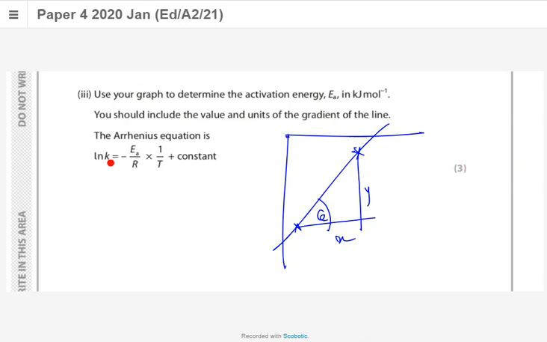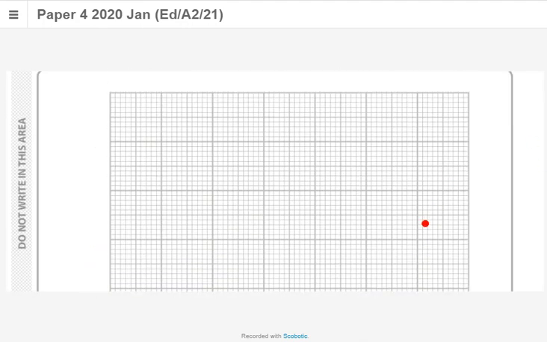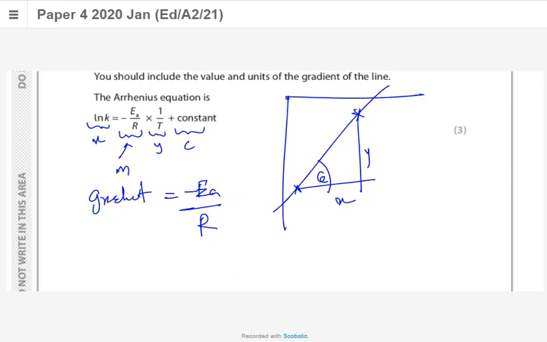So this is your x-axis. This is your y. This is your intercept, C. And this is your m. The gradient, once you find it, is equal to minus Ea over R. R is known, 8.314. I think the R value is given in the data booklet as well. You cross multiply with the negative gradient, so negative, negative, you get the answer as positive. Can someone get me the answer, please? You can get the answer in kilojoules per mole.